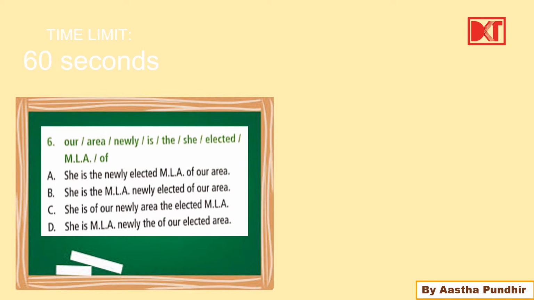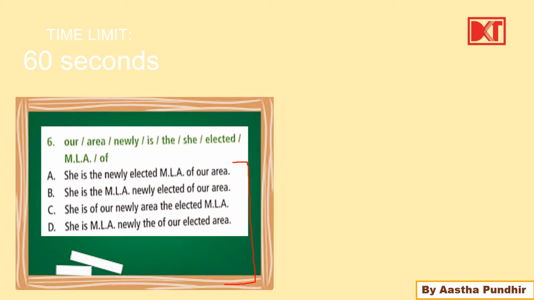So here the question says, "our area newly is the she elected MLA of." Now the options are A, she is the newly elected MLA of our area. B, she is the MLA newly elected of our area. C, she is of our newly area, the elected MLA. D, she is MLA newly the of our elected area.